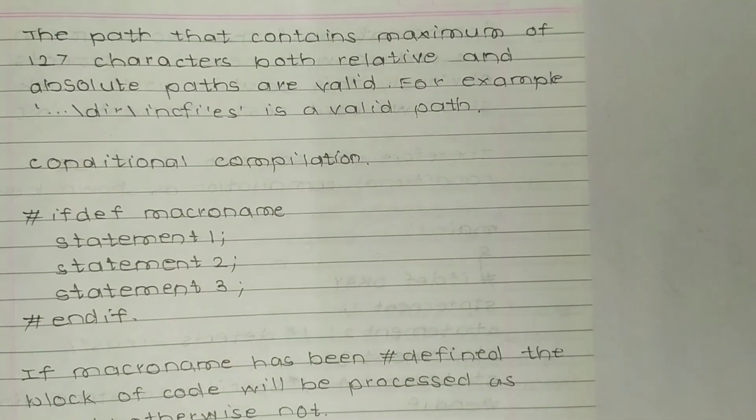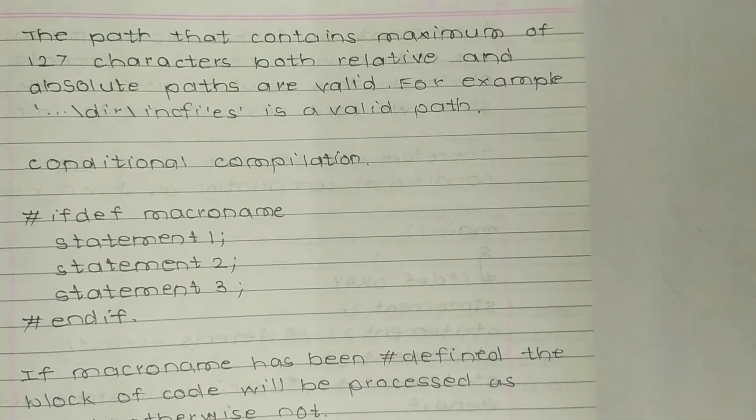The path can contain a maximum of 127 characters. Both relative and absolute paths are valid. For example, dir\incfiles is a valid path.